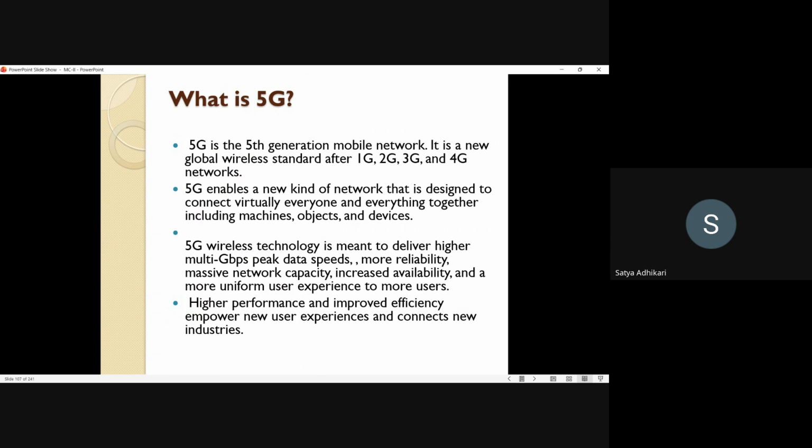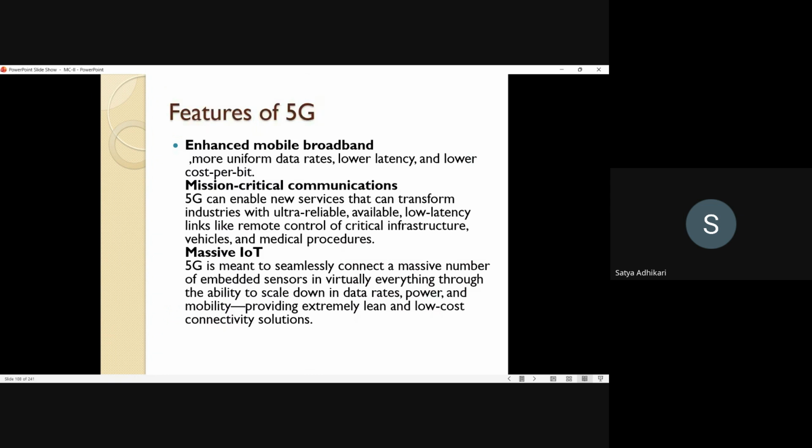5G wireless technology is meant to deliver higher multi-Gbps peak data speeds, more reliability, massive network capacity, increased availability, and a more uniform user experience to more users. Higher performance and improved efficiency empower new user experiences and connect new industries. And you know that these are the massive features of 5G.